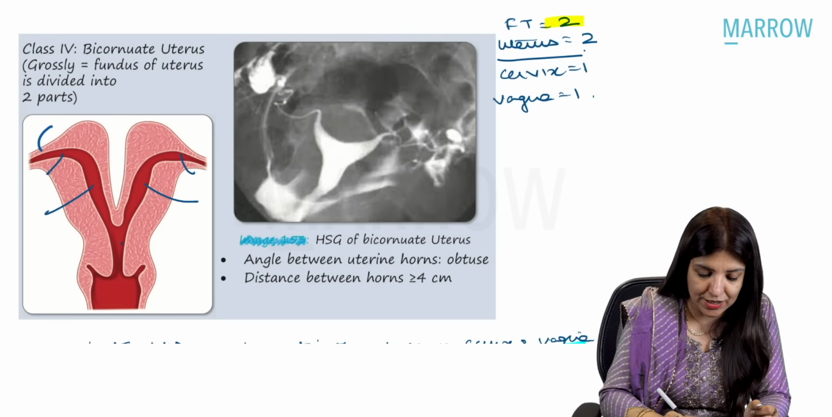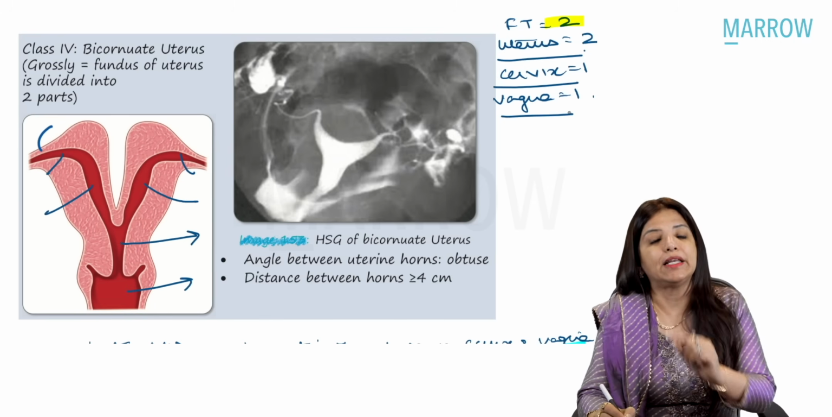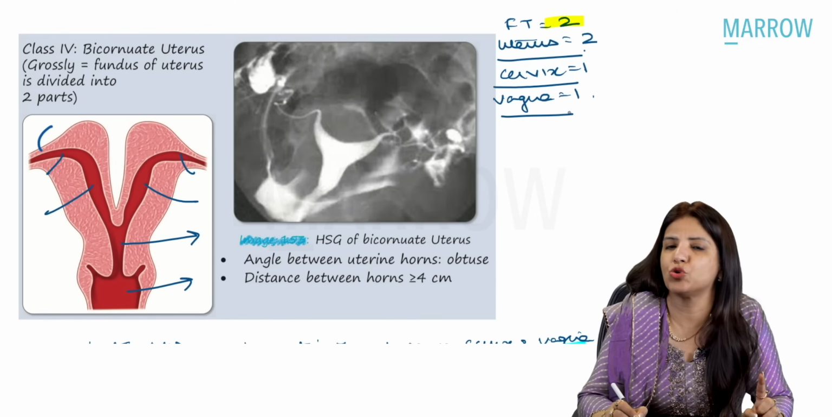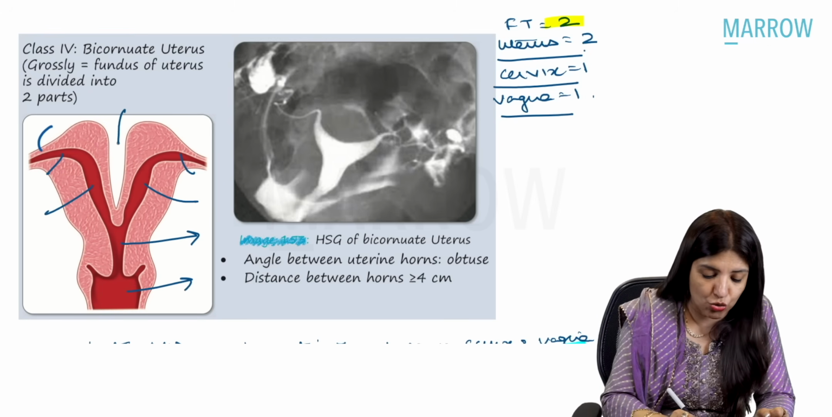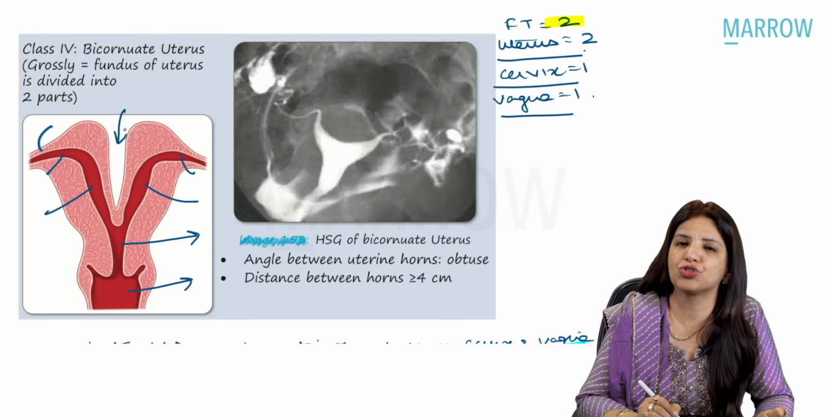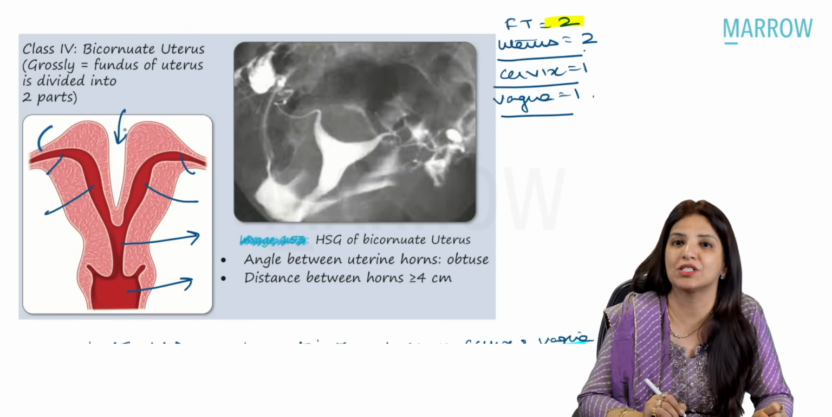So there are 2 uterus. There is a single cervix and single vagina, right? So in case of bicornuate uterus, always you will get a single cervix. A very important point about bicornuate uterus is you should always look at the top of the uterus. In a bicornuate uterus, you are always going to find that the fundus of the uterus is divided.